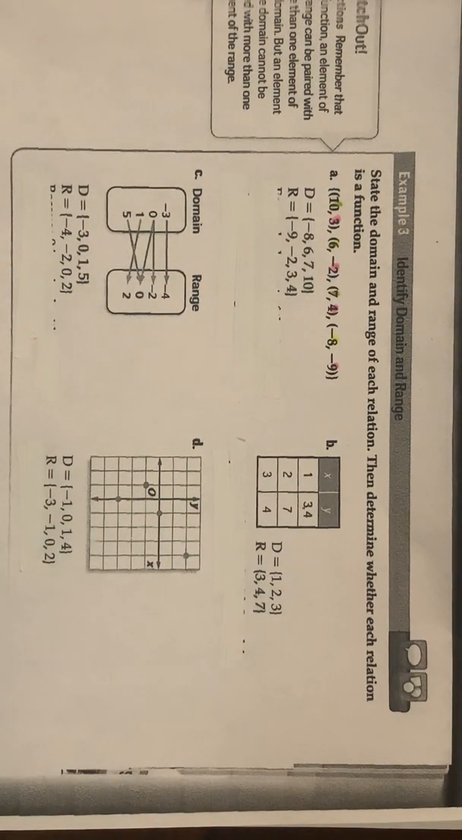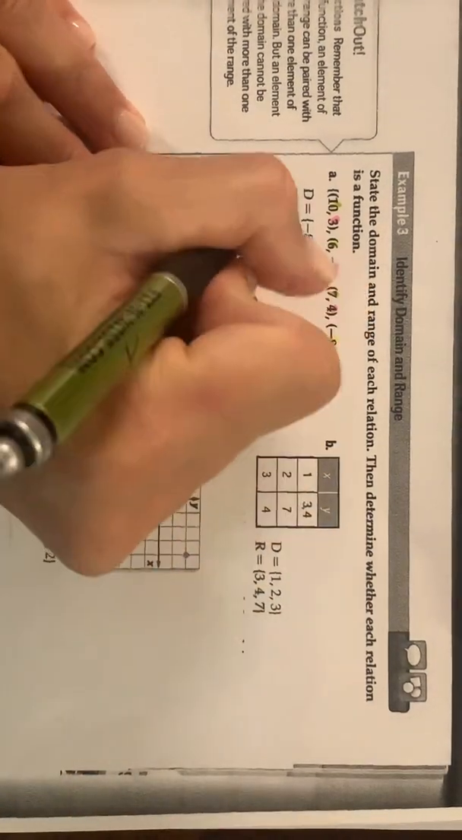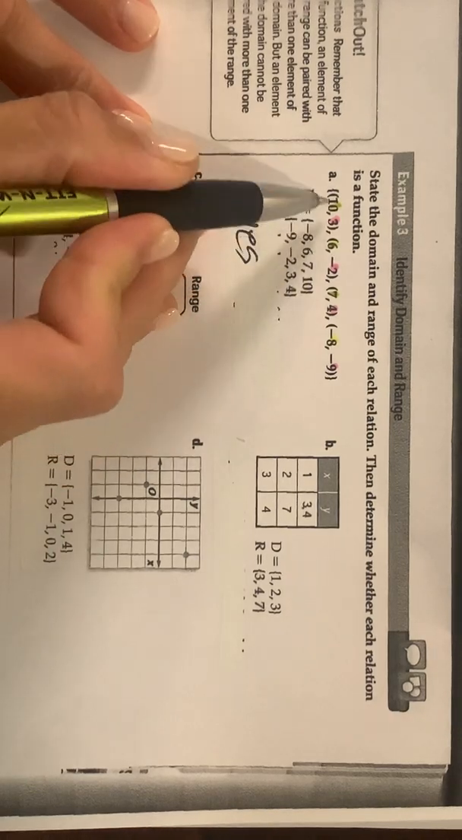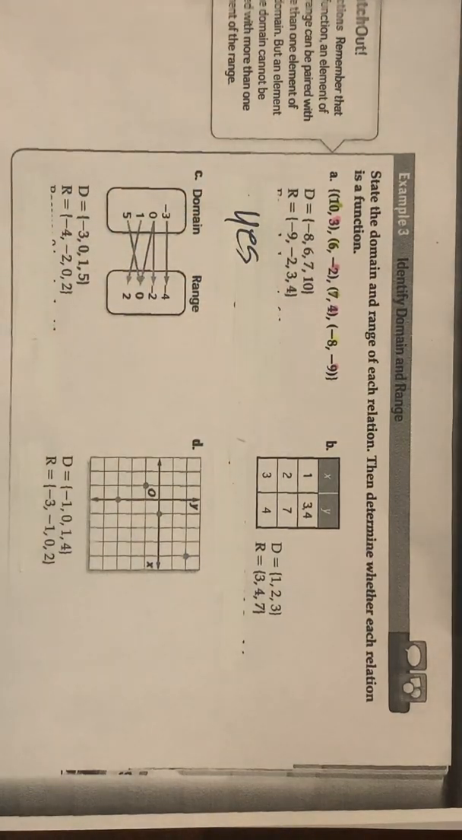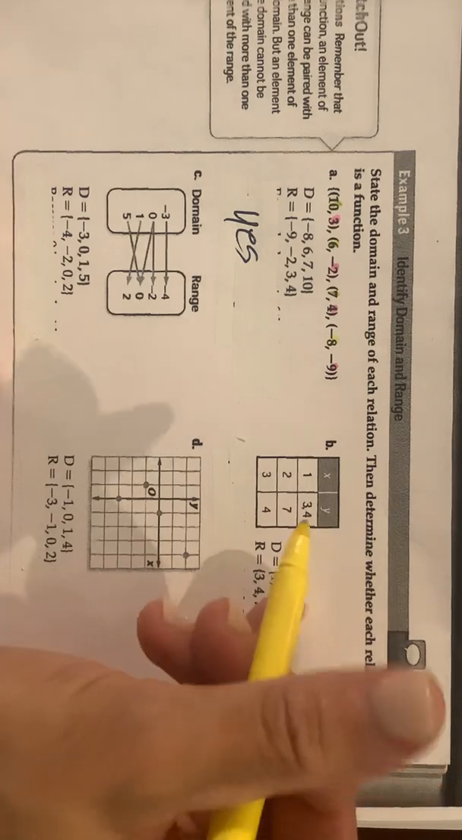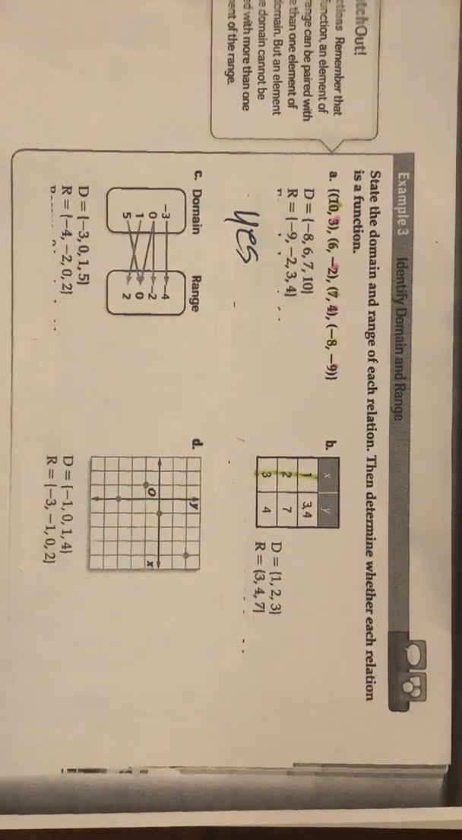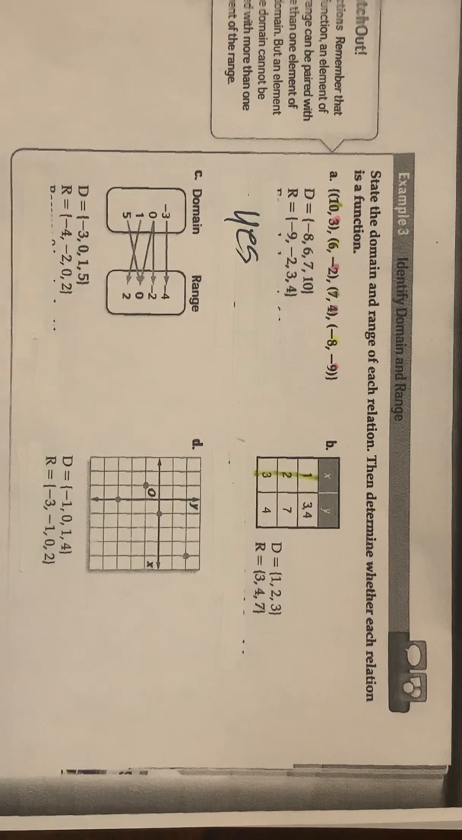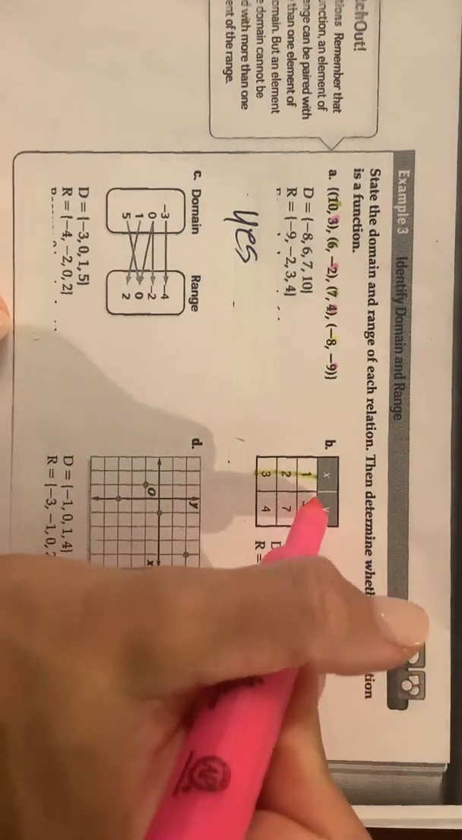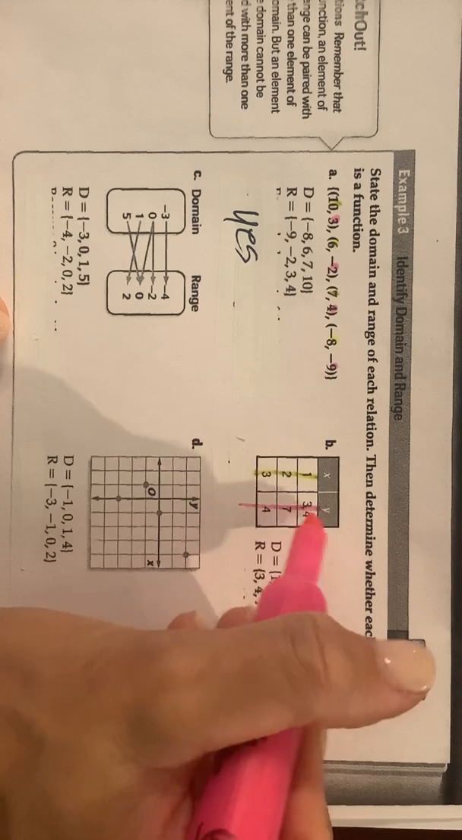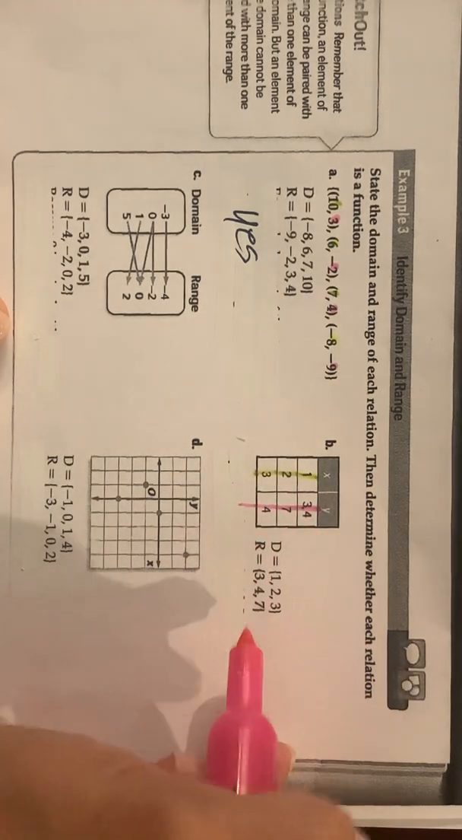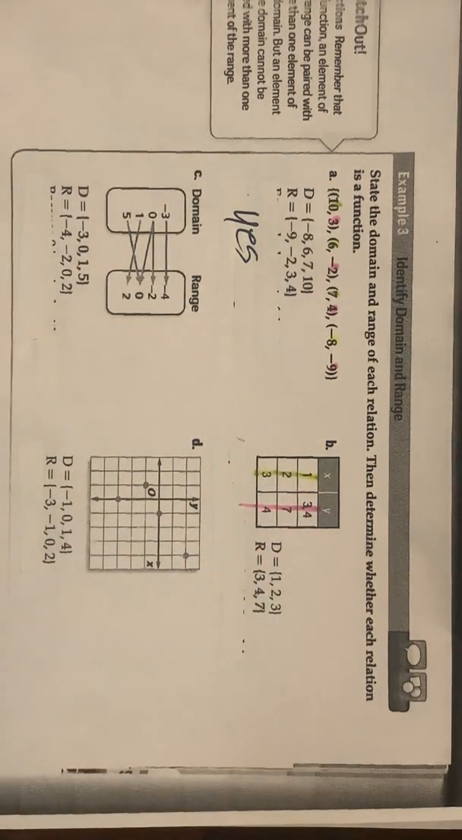Is this a function? Yes, it is. None of the x values repeat. Every x is paired up with exactly one y. Okay, in our table, here's our domain: 1, 2, and 3. The range, if you look at the y values, I know that 4 is listed twice in the table, but when you list it in set notation, you only list it once.